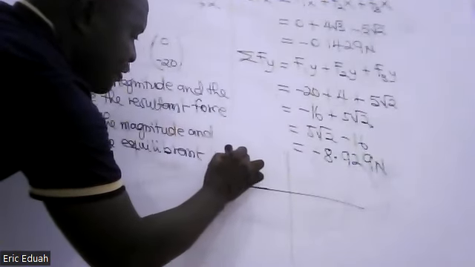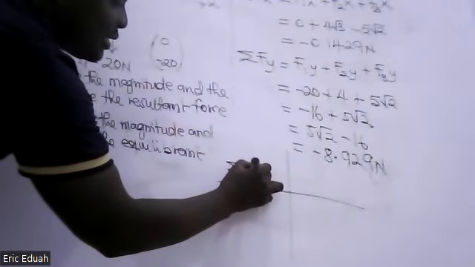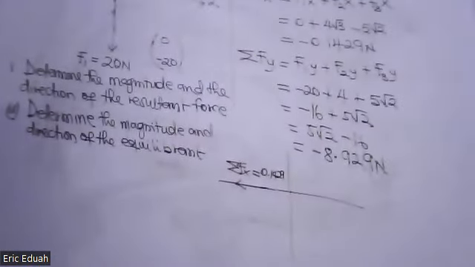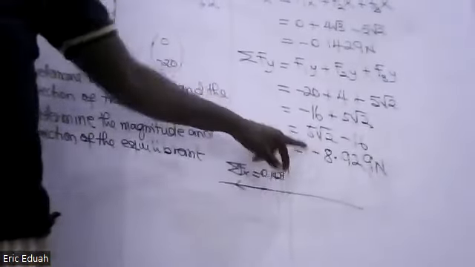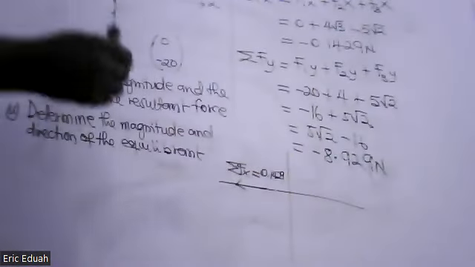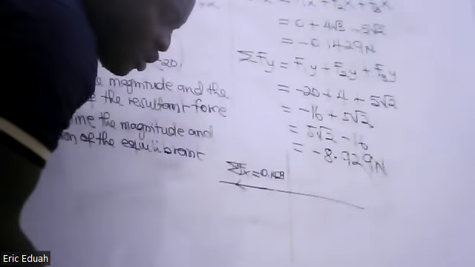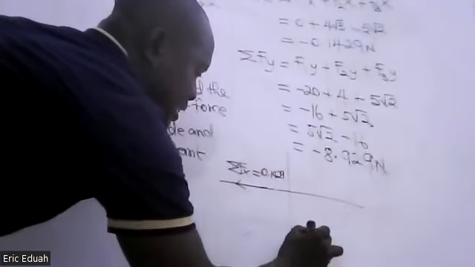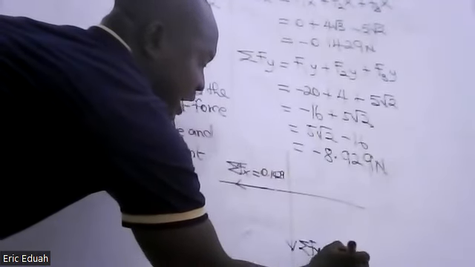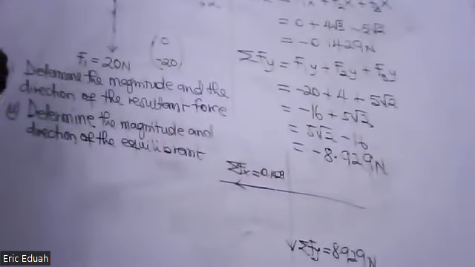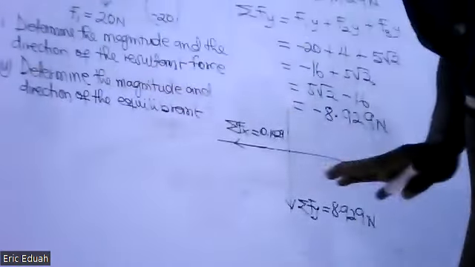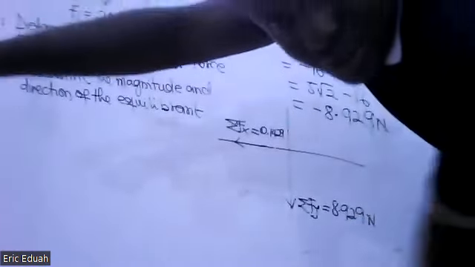So we have summation F of X along this direction, whose magnitude is 0.1429. Then summation F of Y is also a negative, meaning it's along negative y axis or along the south. So we have summation F of Y given as 8.929 Newton. So we have two vectors, one in this direction, another one in this direction, and they are perpendicular. One is due west, and the other is due south.